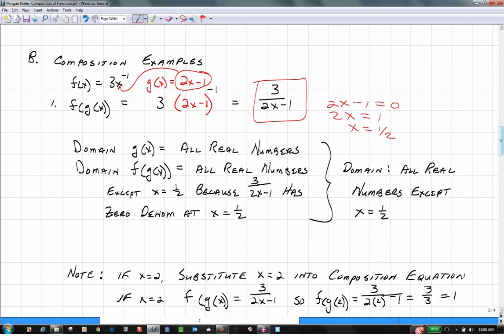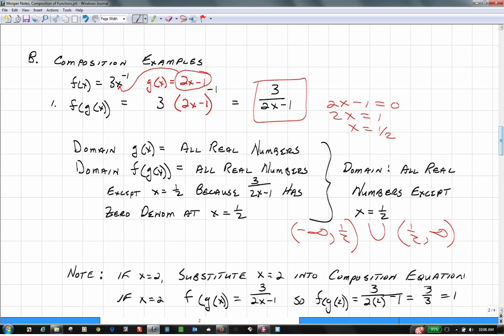And if I wanted to write that in interval notation, I would say x could be anything all the way up to 1/2. Now, I'm not going to use a closed bracket because that says it could equal 1/2, and it can't. So we use an open bracket, and we say that's the union. That means combined with all the values of x going from 1/2 to positive infinity. So that would be the interval notation for saying all real numbers except 1/2.